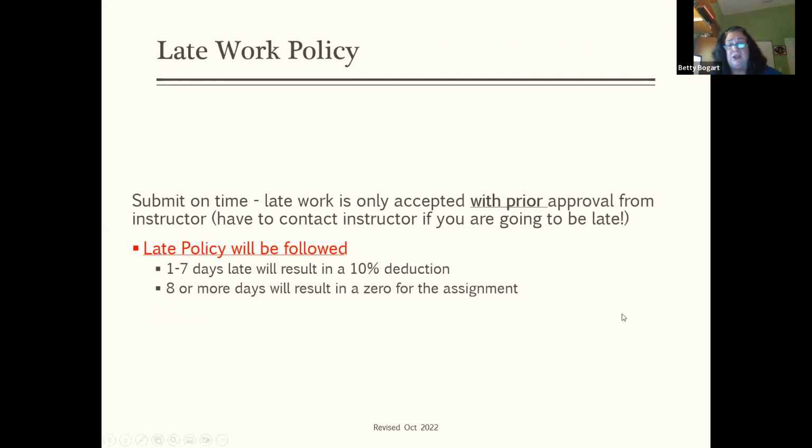Again, communication. Now, after 1 week, if I haven't heard from you, it will be a 10% deduction and it can be due up to 1 week later. So it's only 2 weeks it can be turned in. After 2 weeks, you will get a 0. That second week, if you haven't told me, it'll be minus 10%. So if you don't hand in some of these big assignments, it will negatively affect your grades.